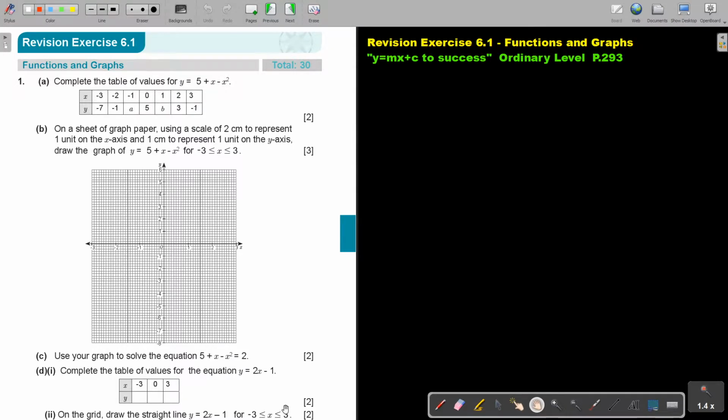In this video, we are going to focus on revision exercise 6.1, functions and graphs. You will find this on page 293 in the Namibian Ordinary Level Mathematics textbook, y equals mx plus c to success. Functions and graphs. Complete the table of values for this.